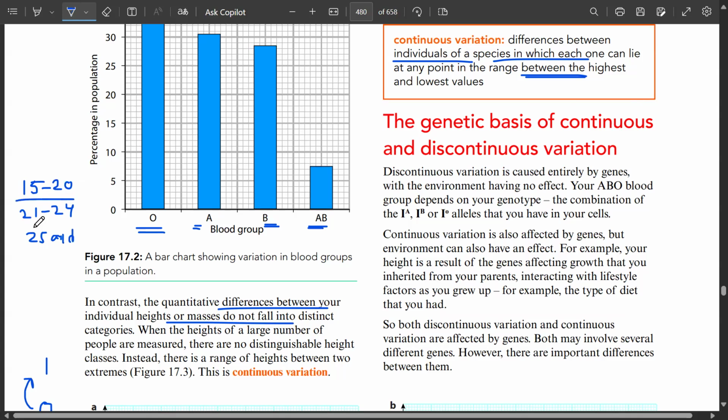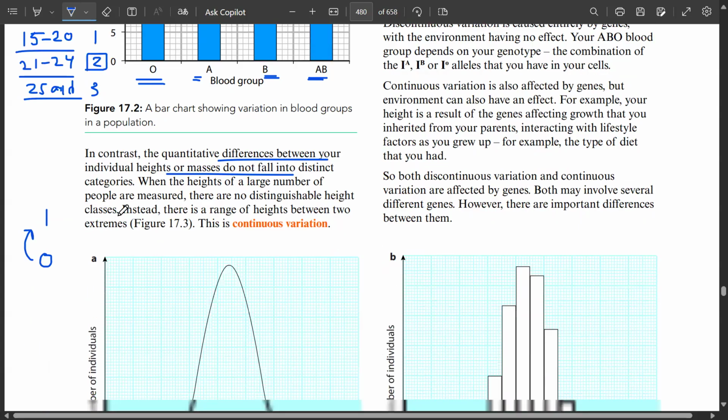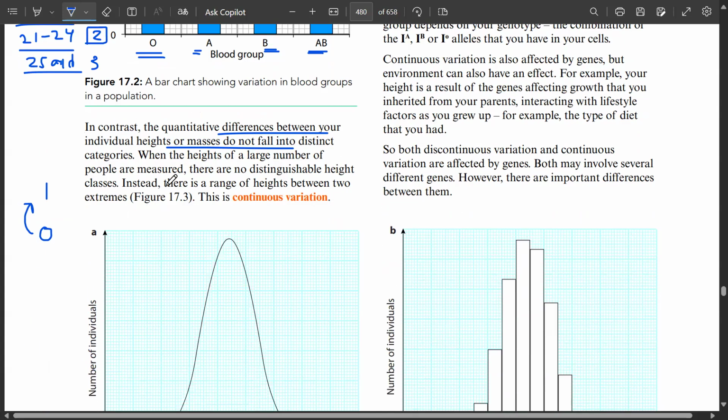ये उन्होंने क्या किया होता है रिसर्च में, अपनी जो स्टूडेंट्स रिसर्च शेयर करते हैं, दिस इज दे हैव कन्वर्टेड द क्वांटिटेटिव डाटा टू क्वालिटेटिव डाटा, ताकि वो उसको वैल्यूज असाइन कर देंगे, फर्स्ट ग्रुप, सेकंड ग्रुप, थर्ड ग्रुप। अब उन्होंने मेरी एज नहीं पूछी, बट दे हैव टेकन क्वालिटेटिव ग्रुप्स, उन्होंने उसको कैटेगरीज में कन्वर्ट कर दिया। इवन हाइट्स के साथ ही हो सकता है, वेट के साथ ही हो सकता है। When the heights of a large number of people are measured, there are no distinguishable height classes.